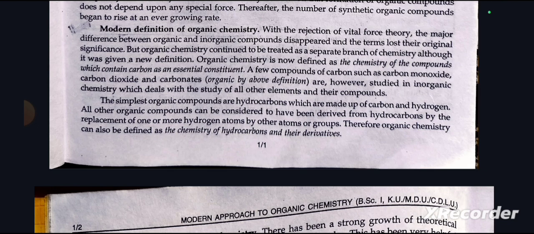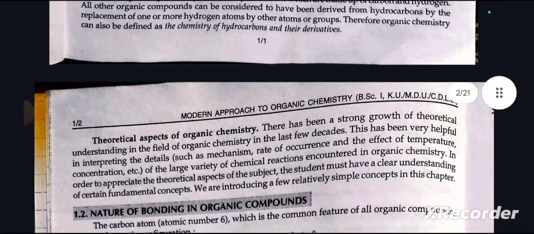The simplest organic compounds are hydrocarbons, which are made up of carbon and hydrogen. All other organic compounds can be considered to have been derived from hydrocarbons by the replacement of one or more hydrogen atoms by other atoms or groups. Therefore, organic chemistry can also be defined as the chemistry of hydrocarbons and their derivatives.